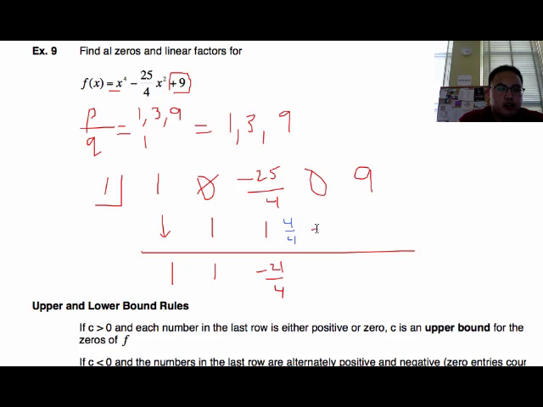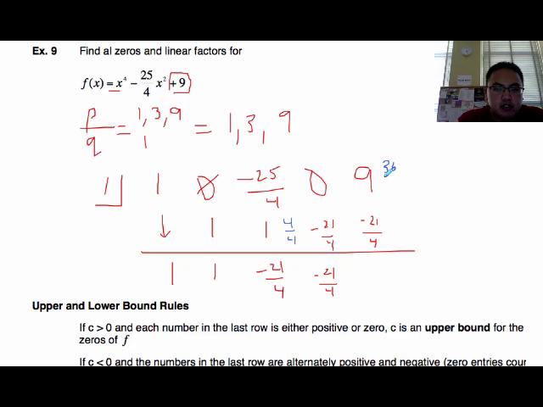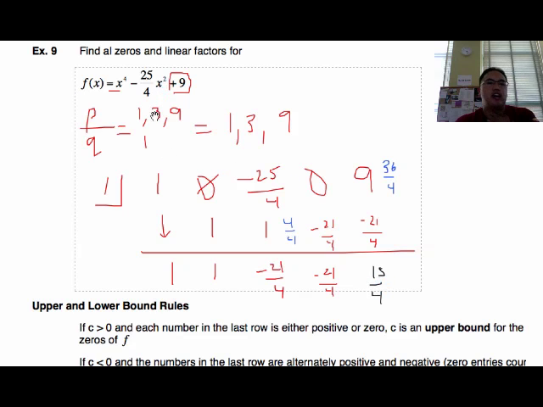1 times negative 21 over 4 is negative 21 over 4. 0 plus negative 21 over 4 is negative 21 over 4. Running out of breath. Negative 21 over 4 times 1 is negative 21 over 4. Some of you may not know how to add 9 and negative 21 over 4, so I'll use another color again. To get a common denominator, 9 is the same thing as 36 over 4. So 36 plus negative 21 is 15 over 4, which is not 0, which means 1 is not a 0 and not a linear factor.